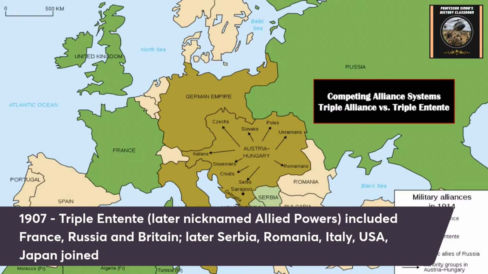and originally included France, Russia, and Britain. It started out as this Franco-Russian alliance, and then the British joined it as well by 1907. And then during World War One, because there were more than three powers in it, they call it the Allies or Allied powers. And then it had other powers in it, like Serbia, Romania, Italy. The United States joined it in 1917.